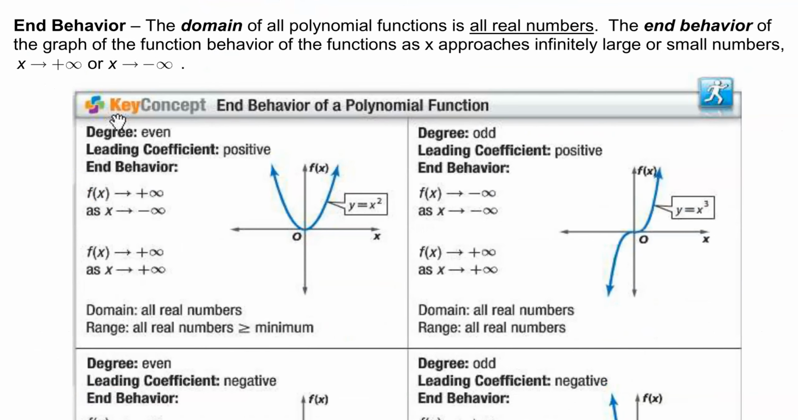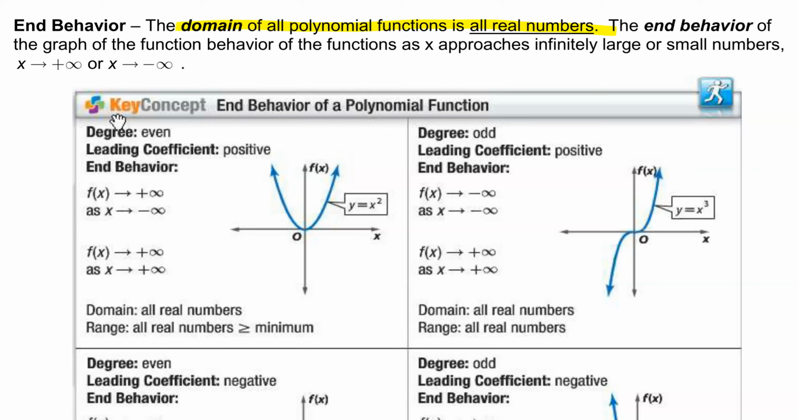All right, so are you ready for this one? The domain of all polynomials is all real numbers. So if I give you a graph of a polynomial and ask for the domain, it's going to be all real numbers. Did I just tell you an answer for the test?